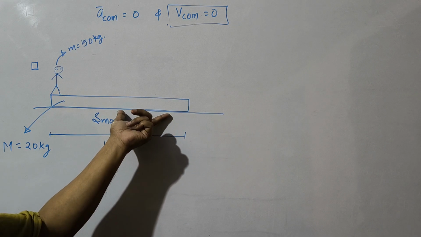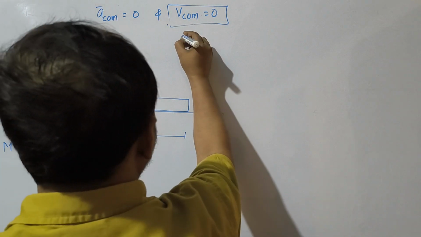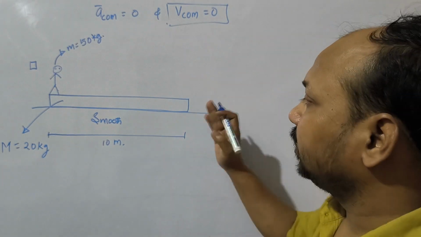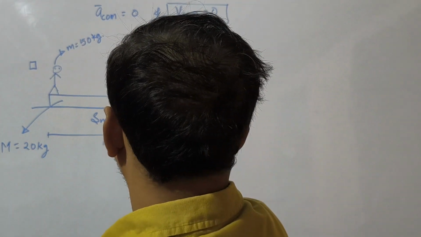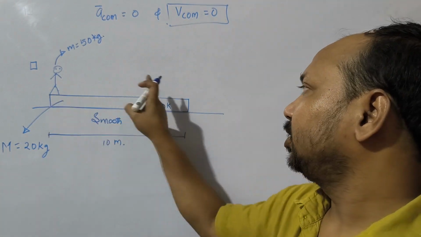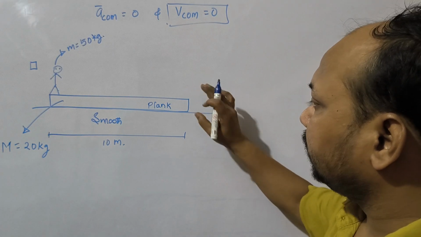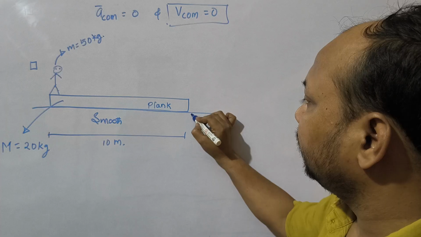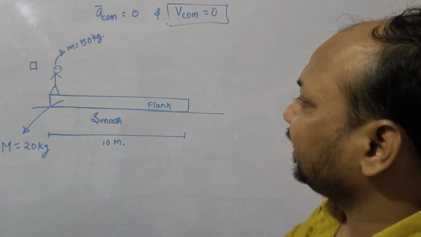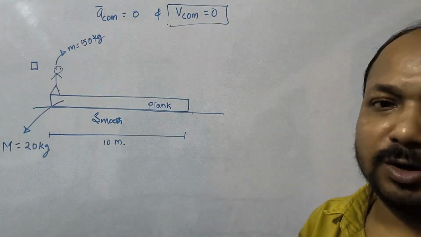The question is, when this person reaches up to this end, how much distance will the plank shift? So first of all, we have to find the distance shifted by this plank when the man reaches this end. Here in the question, the contact surface between the ground and the plank is smooth, but the contact surface between the man and the plank is not smooth. Why?